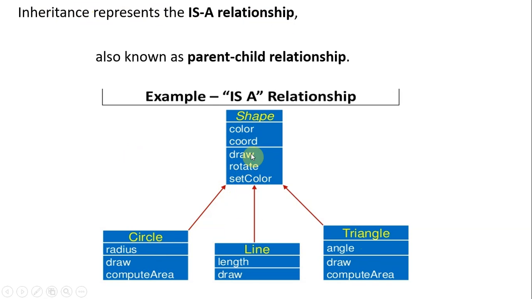Circle is a shape. If you observe the relationship, for example, from shape we have circle, line and triangle. So circle can be derived from shape, line can be derived from shape, triangle can be derived from shape. That is nothing but shape is called a parent class, and circle, line and triangle are called child classes, subclasses. Now you understand what the "is-a" relationship is. Circle is a shape, line is a shape. Inheritance represents the "is-a" relationship, the parent-child relationship. That is good.